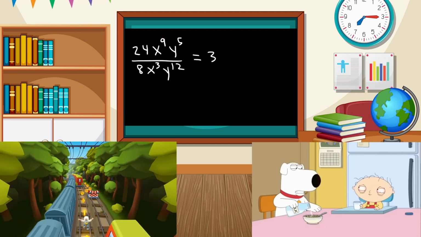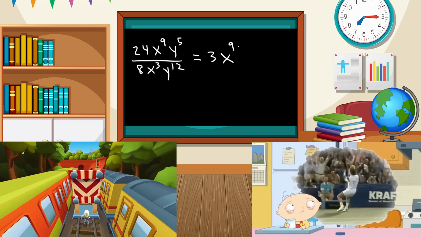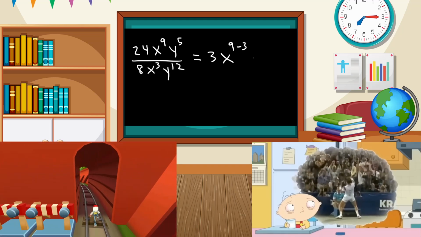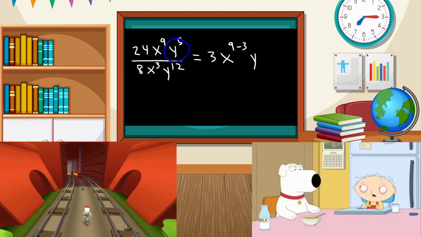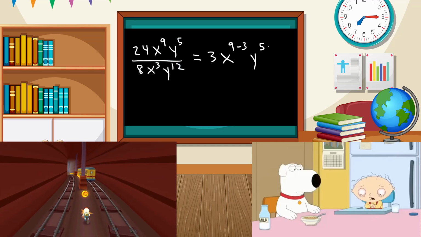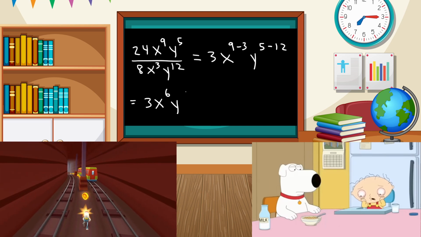Next, we need to divide x to the 9th power by x cubed. And to do that, we need to subtract the top exponent by the bottom one, so it's going to be 9 minus 3. Now we're going to do the same thing for the y variable. To divide these two, we need to subtract the exponents. So it's going to be the top exponent minus the one on the bottom. 9 minus 3 is 6. 5 minus 12 is negative 7.